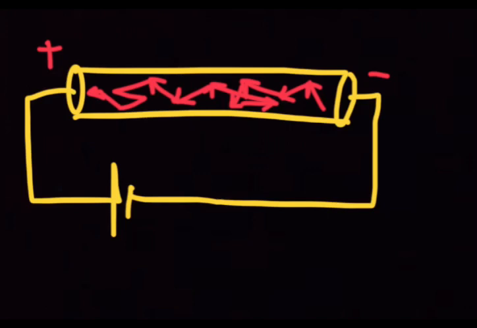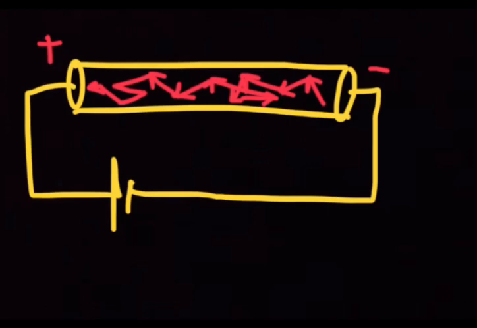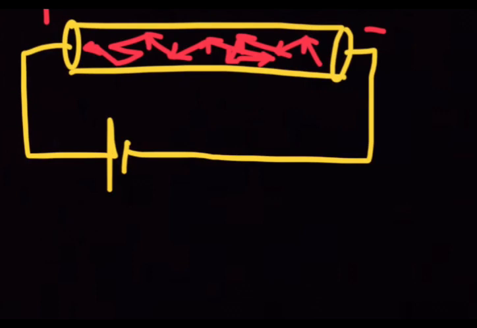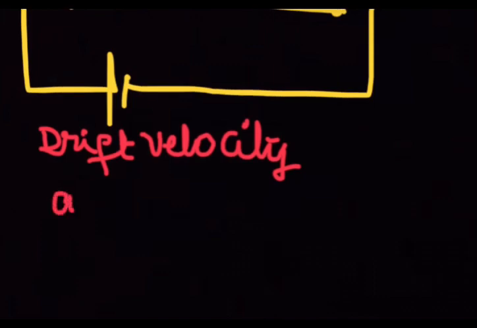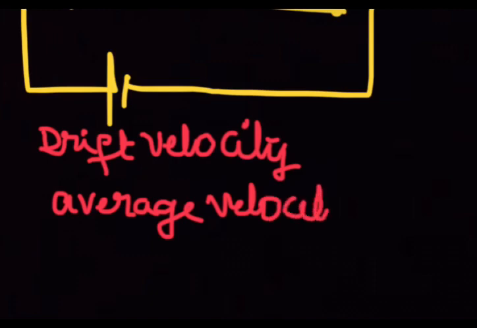So here let's define what is meant by drift velocity. Drift velocity is nothing but the average velocity with which the free electrons move from the negative terminal to the positive end of a conductor under the influence of an electric field.